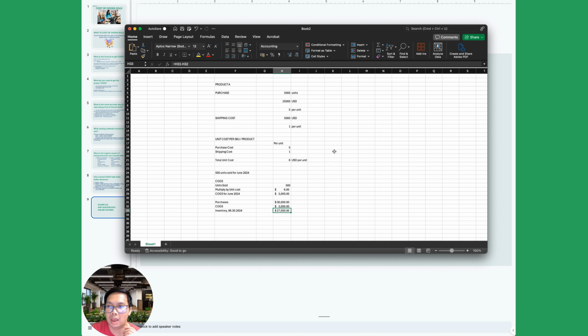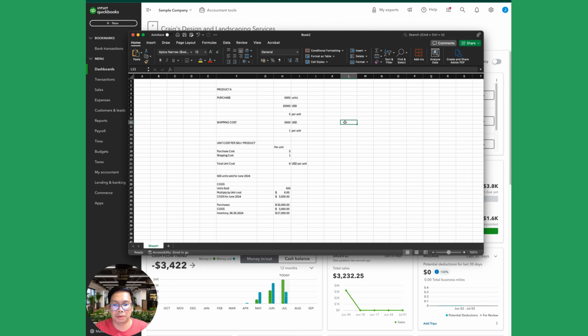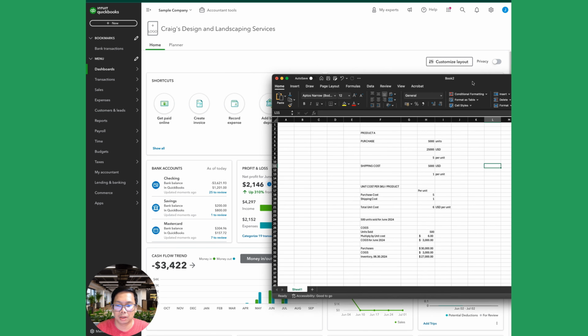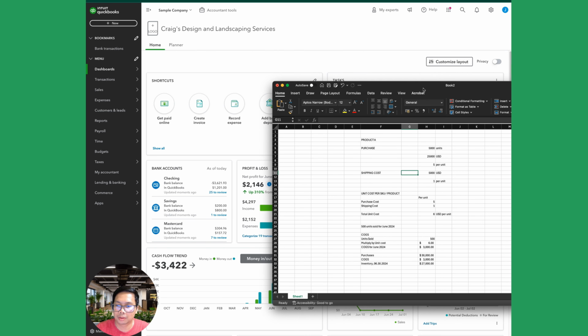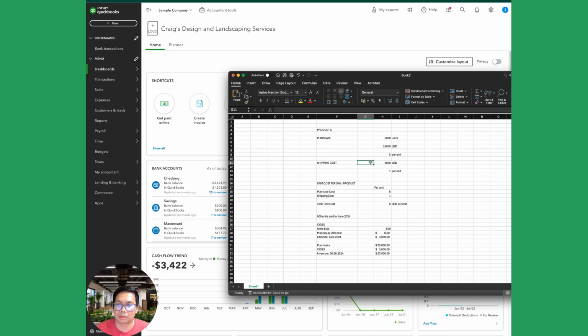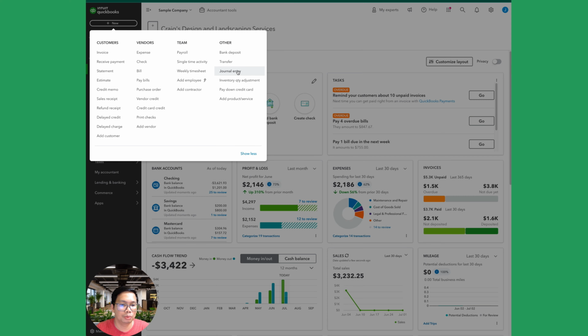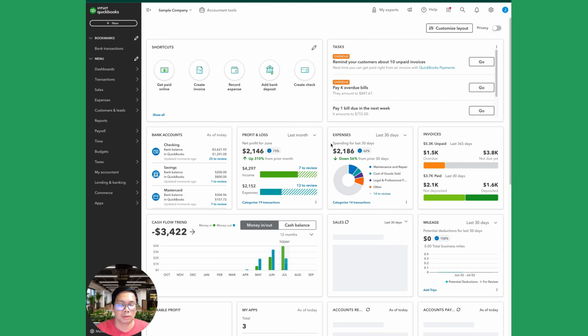Okay, and how do we do the entries in QuickBooks Online? So now we will go to the sample company file of QuickBooks Online and make the entries to record the cost of goods sold. Okay, so the first entry that we will be doing is the entry for the purchase and shipping cost. Let's go to new and journal entry. You can use purchase order in QuickBooks Online if you have that feature. For now, let's just use the journal entry.